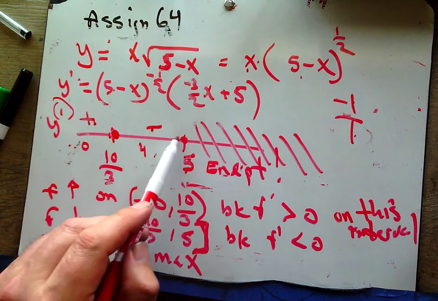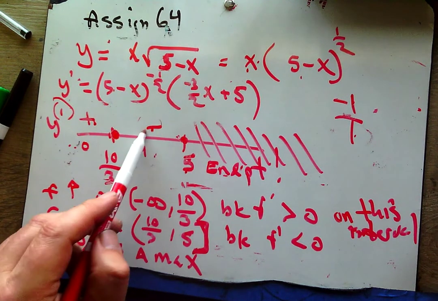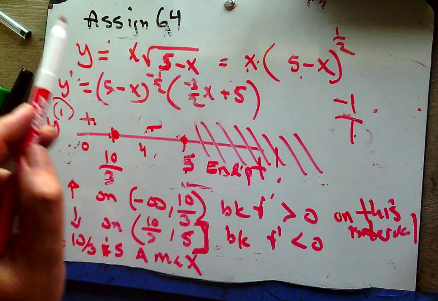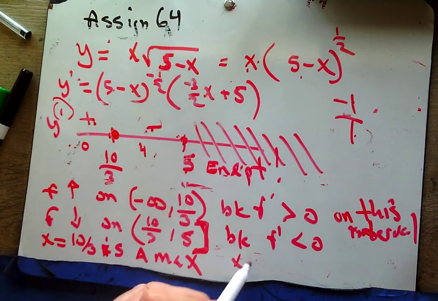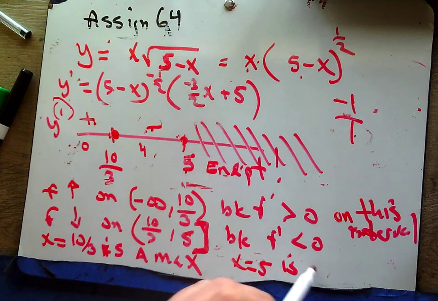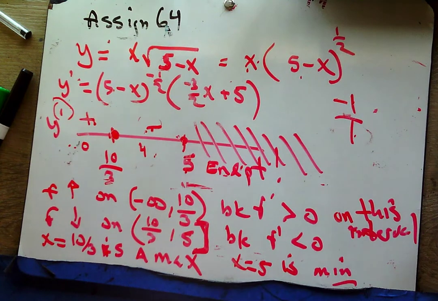Well, look what's happening over here. F prime is negative, therefore f is decreasing until we get to that point. So I've got x equals 5 is a min. All right. Can you write those justifications? I know we just did them, so I'm sort of hoping that you can take care of that.